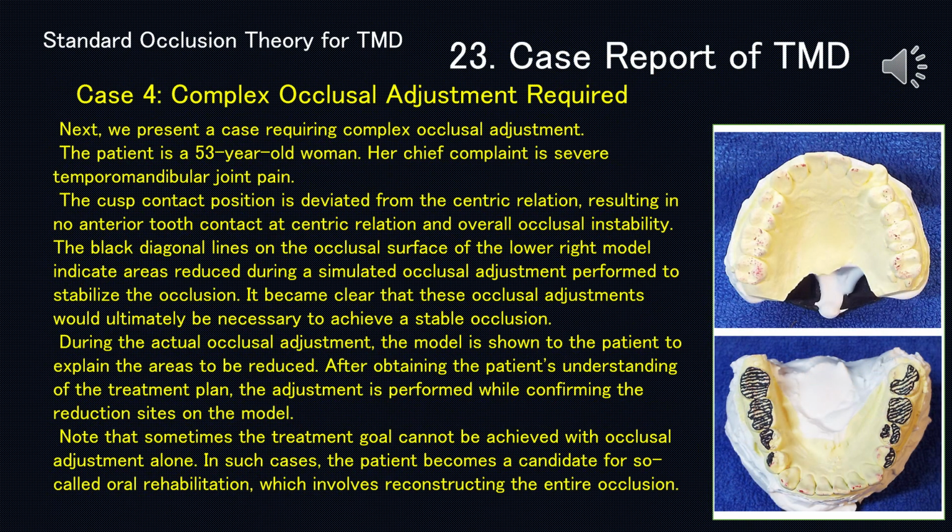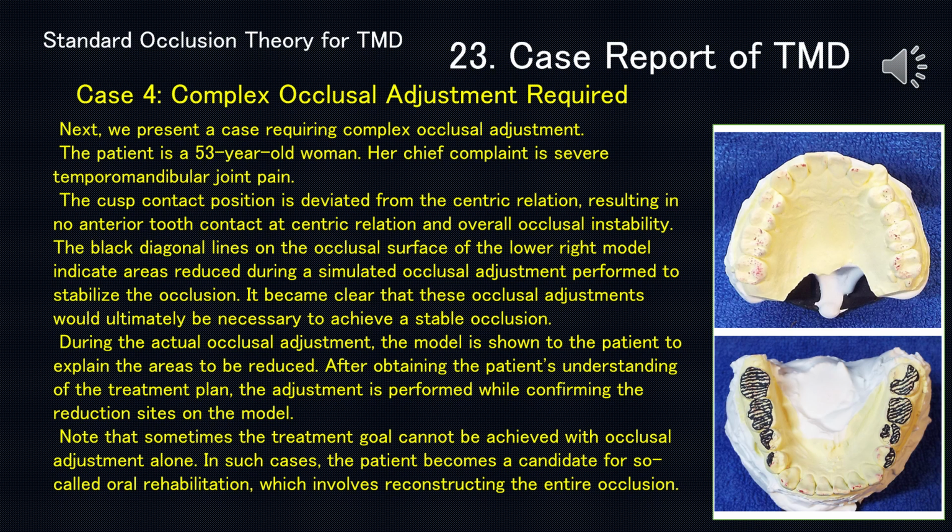Case 4. Complex occlusal adjustment required. Next, we present a case requiring complex occlusal adjustment. The patient is a 53-year-old woman. Her chief complaint is severe temporomandibular joint pain. The cusp contact position is deviated from the centric relation, resulting in no anterior tooth contact at centric relation and overall occlusal instability.